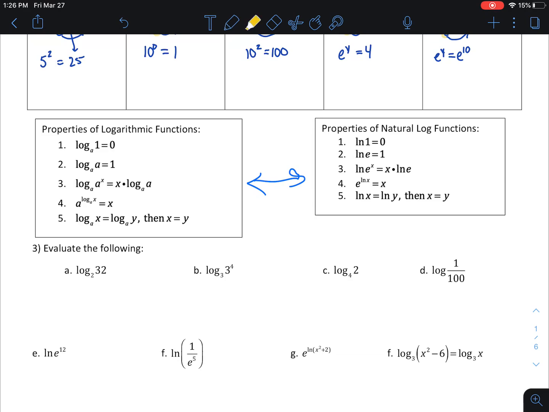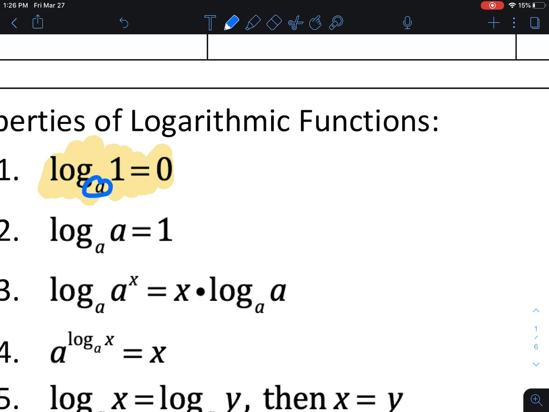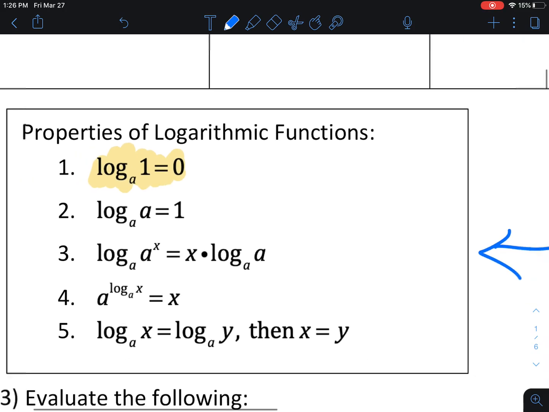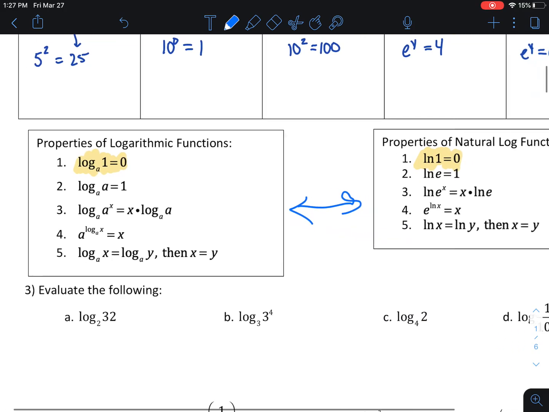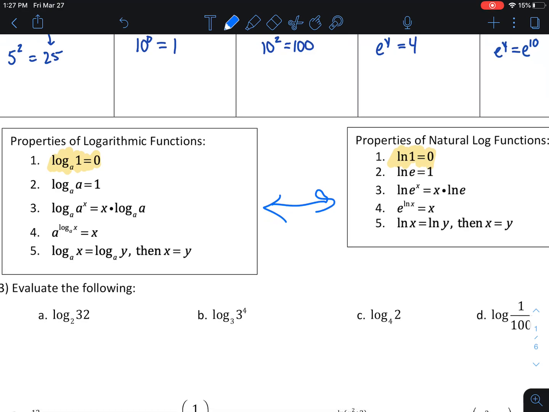If you look at the first thing in either case, I'm going to do them side by side, same thing. The log of any base A, that could be a 10, it could be a 5, it could be a 3, it could be a 1/4, it could be anything. The log of any base A of 1, or in this case the natural log of 1, always equals 0. There's a couple things to know here, and this might be when you jot down some notes on the side.